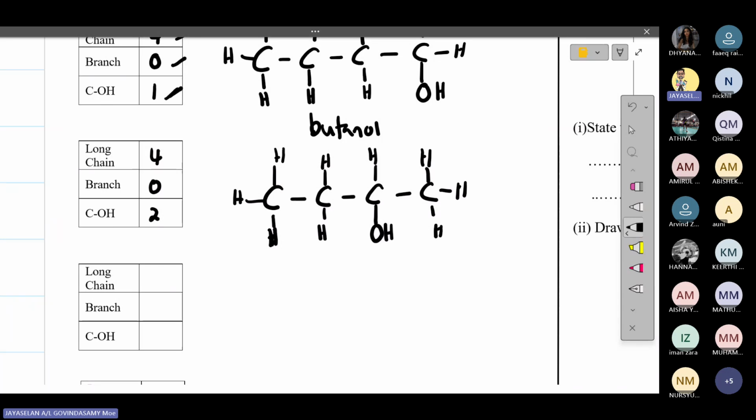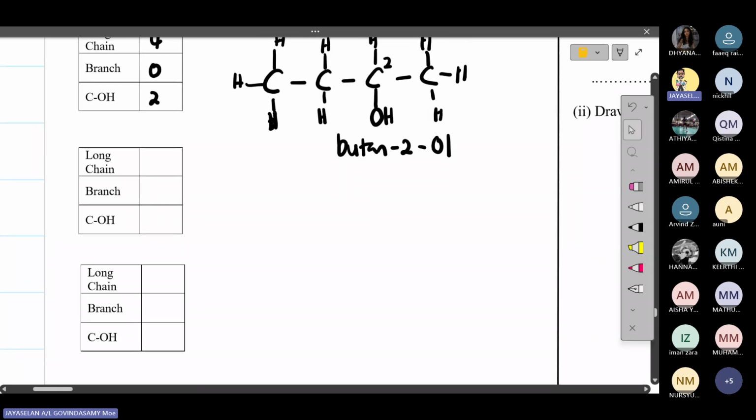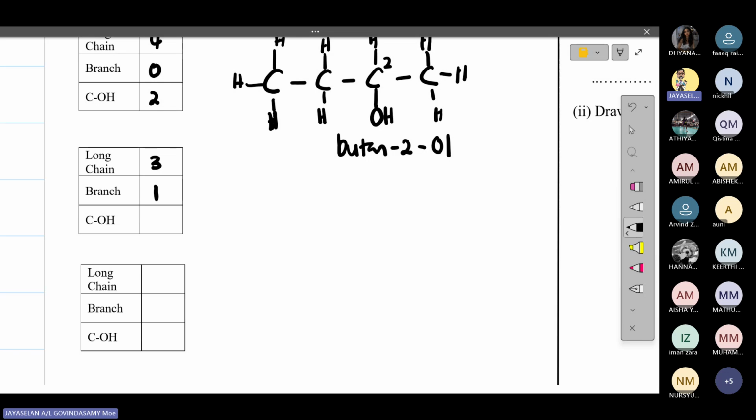Any question? So what is the name of this compound? Butan. Okay, the double bond starts at carbon number 2, right? So, sorry, not double bond. The OH starts at carbon number 2, right? So, 2-ol. Any question? No question. Okay, so you get it? Let's see if there are any more. Are there any more? So what do I do here, 3, this one, 1. Make sure all together there must be only 4.